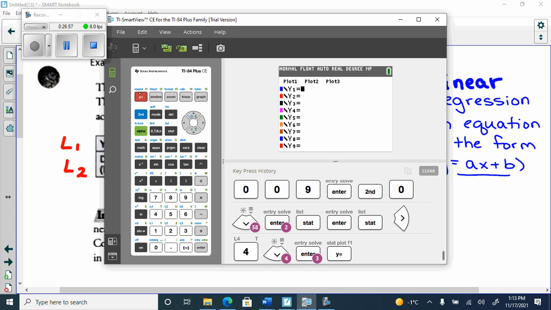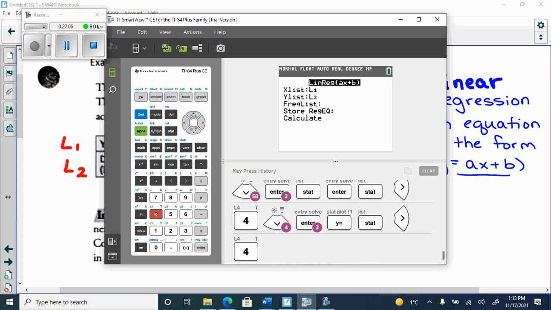There is, if you listen right now. If you have the new calculators, you went stat, calc, and you went 4, and you got this. You want to always stop at store regression equation because you want to store this equation where?